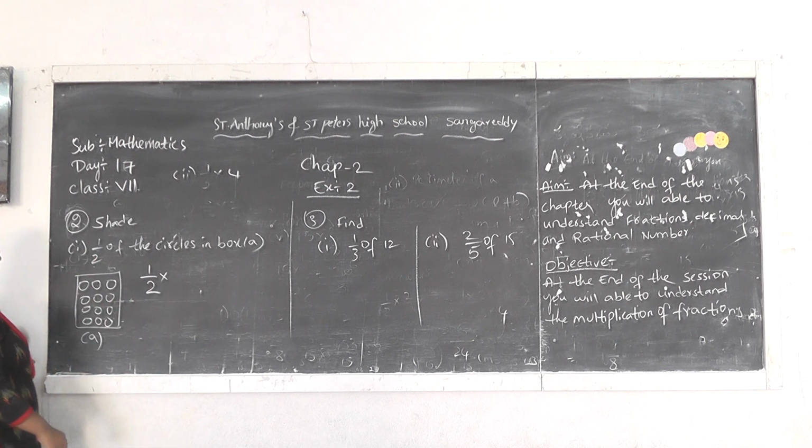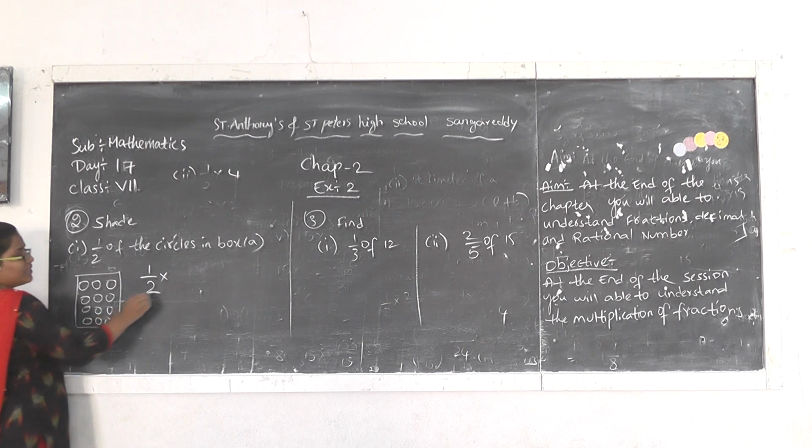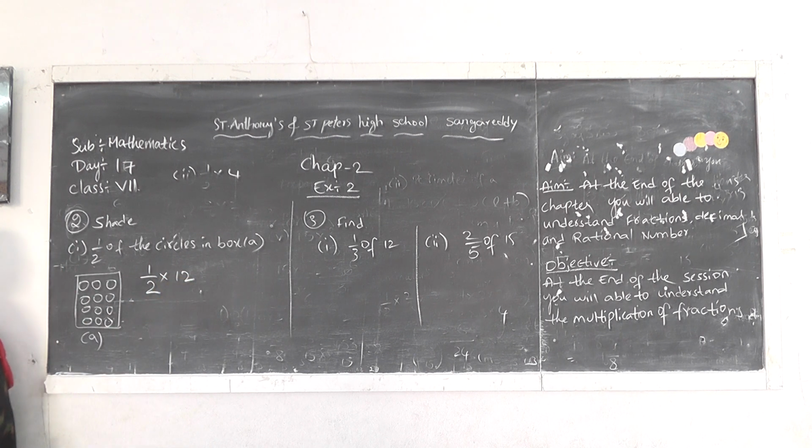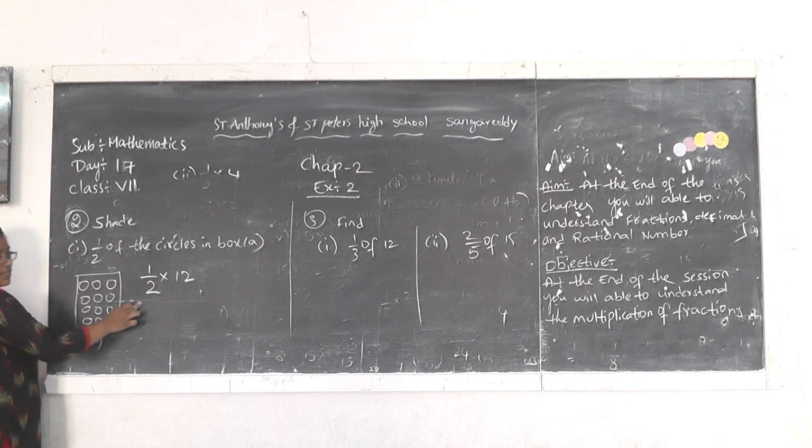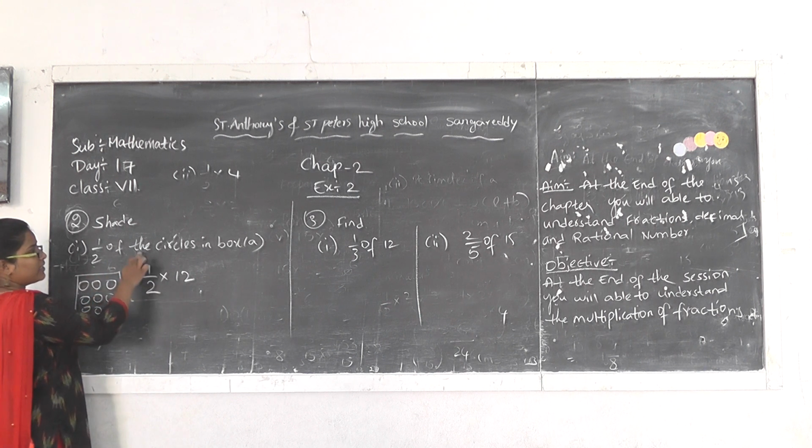How many circles are in the box? You have to count: 1, 2, 3, 4, 5, 6, 7, 8, 9, 10, 11, 12. There are a total of 12 circles. You have to count and write. Are you able to understand? So 1 by 2 of indicates multiplication, the circles in a box.